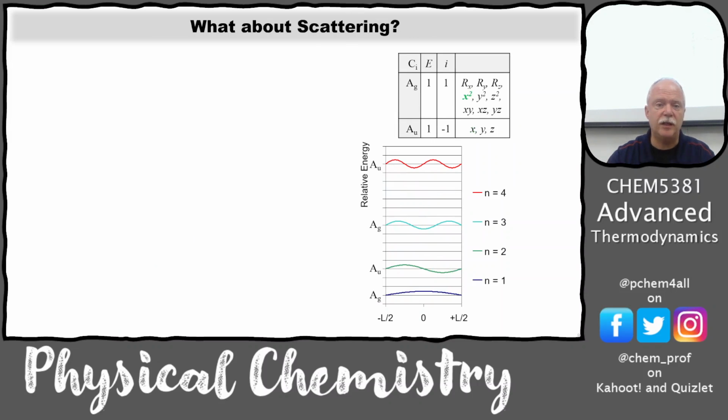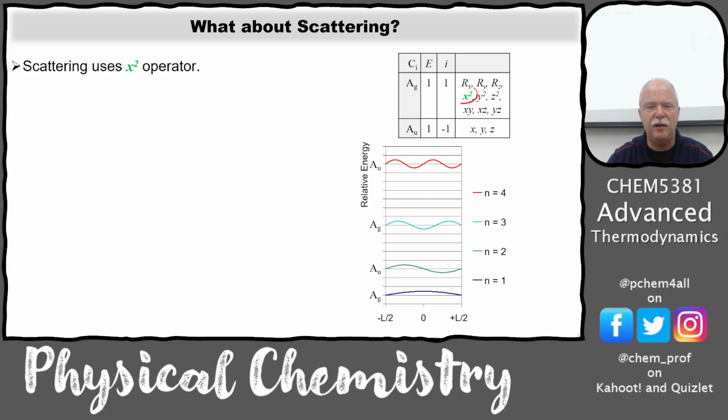Okay, let's go to the scattering. So scattering uses the x squared operator. In our system, we only have the x-axis, so x squared is the only way we could scatter. We don't have xy because there's no y. We don't have xz because there's no z. Certainly don't have y squared or z squared. So it's very simple for a particle in a box. That's why we study it.